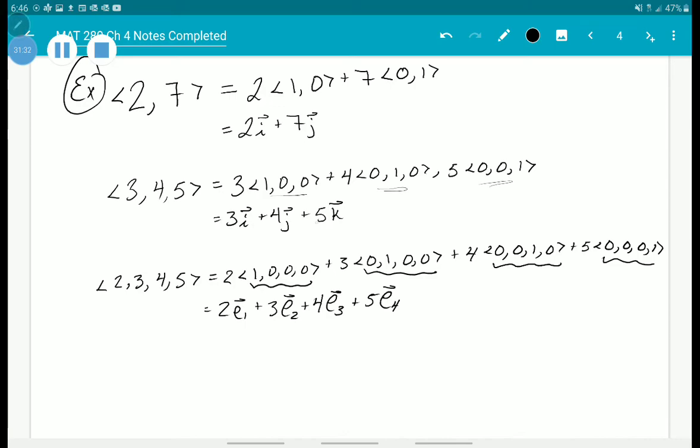Now, i, j, i, j, k, e1, e2, e3, e4. Notice that they're unit vectors, so they have a length of 1. Unit vectors are not unique. This actually forms something called a basis, which means that we can write any vector in 2 dimensions in terms of i and j. We can write any vector in 3 dimensions in terms of i, j, and k. But those vectors, which, like I said, form a basis, bases are not unique to the spaces of 2 dimensions or 3 dimensions. And we'll talk more about that later in the course. Later in this chapter, actually. It's kind of cool.